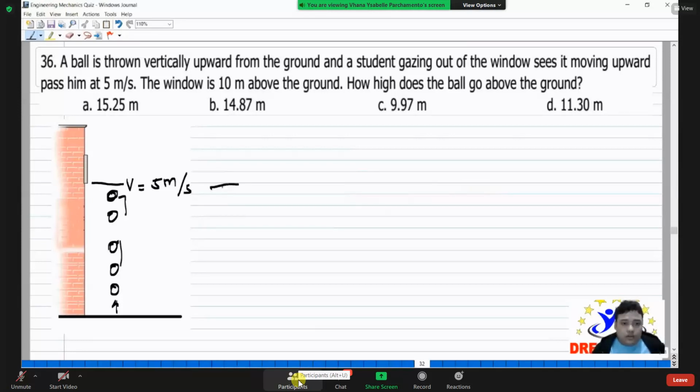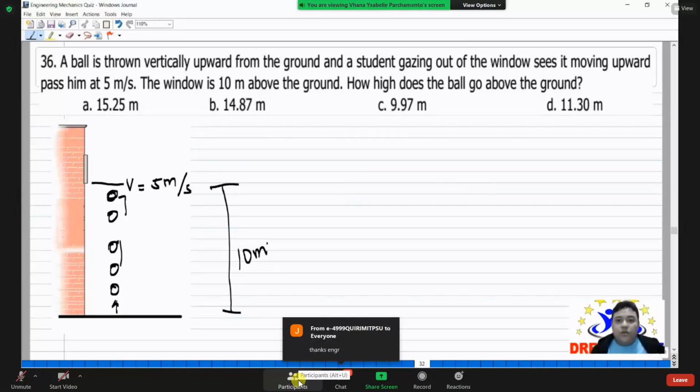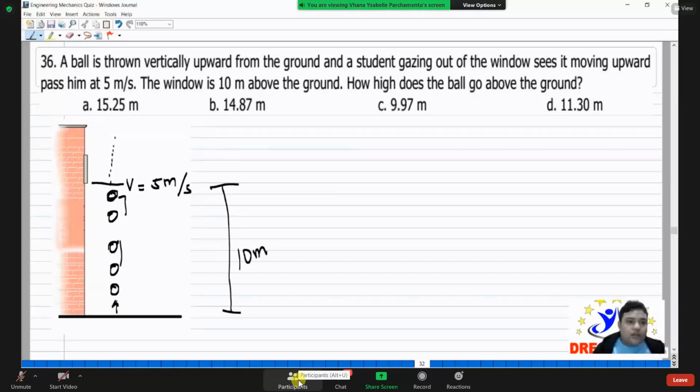The window is 10 meters above the ground. How high does the ball go above the ground? So, ang hinahanap dito is yung pagtaas niya pa. So, from here, tataas pa yan until such time, maging zero yung kanyang velocity. Once na zero na yung velocity, bababa na yan, going to the ground. So, that is the analysis of the free fall. Okay? So, tataas, magsa-stop, then marireach yung highest height, then going down.